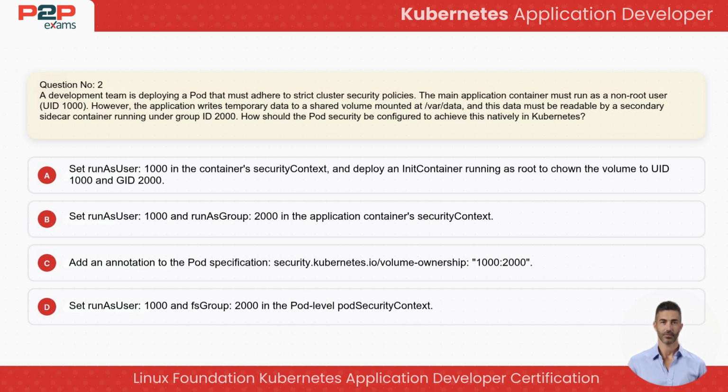Option A. Set runAsUser 1000 in the container's security context, and deploy an init container running as root to chown the volume to UID 1000 and GID 2000. Option B. Set runAsUser 1000 and runAsGroup 2000 in the application container's security context. Option C. Add an annotation to the pod specification, security.kubernetes.io/volume-ownership: 1000 2000. Option D. Set runAsUser 1000 and fsGroup 2000 in the pod-level podSecurityContext.